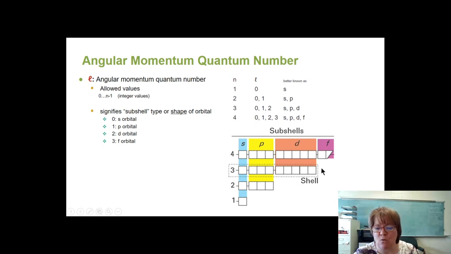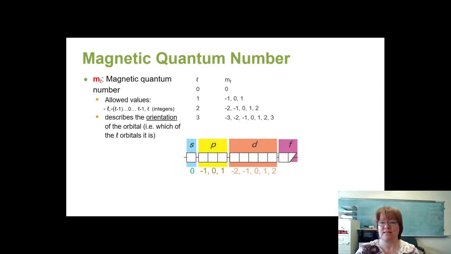We're going to talk about why I have 3 of these p and 5 of these d when we get to the next quantum number. And that's the magnetic quantum number, called m sub L. We call it the magnetic quantum number, or ML if you want to call it that. Its values are dependent on L. So first I need to know n, then I need to know L, then I can figure out possible values of ML. And it can go, its integer values, from negative L up to positive L.